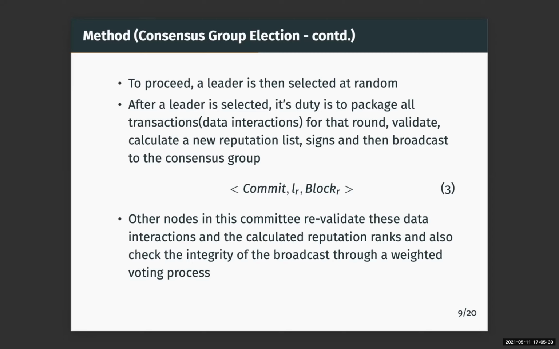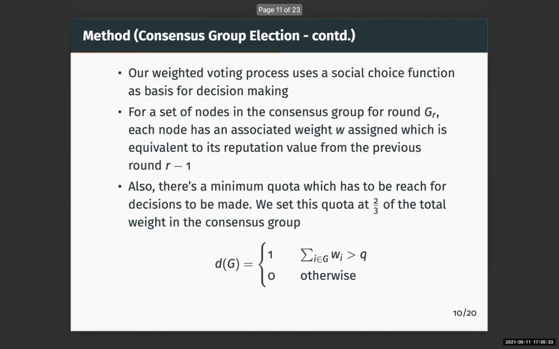This is where it all starts to get interesting, because this weighted voting process is based on the concept of what is called a social choice function. We use that as the basis for decision making. We can define this social choice function as follows. For a set of nodes in the consensus group for the current round GR, each node has an associated weight W, which is equivalent to the reputation value from the previous round. Initially, when the system starts off, we set all the reputation values to a default reputation value that can be changed depending on the system requirements.